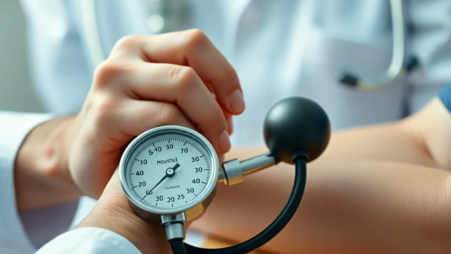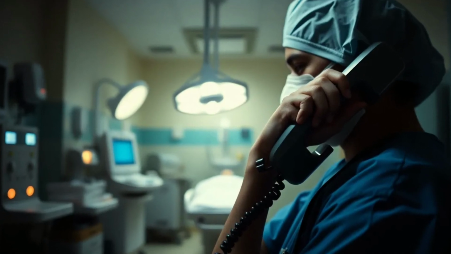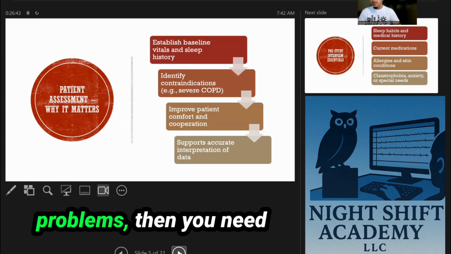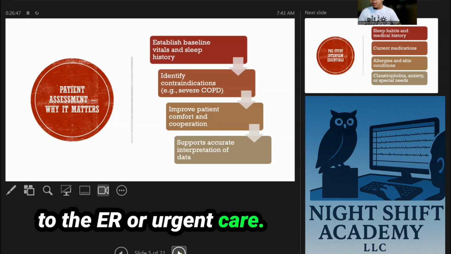Or when the blood pressure is really high and the patient has a history of myocardial infarction, stroke, or anything that leads to that, or if the patient is taking medications for any cardiac problems, then you need to also send the patient to the ER or urgent care. Okay.